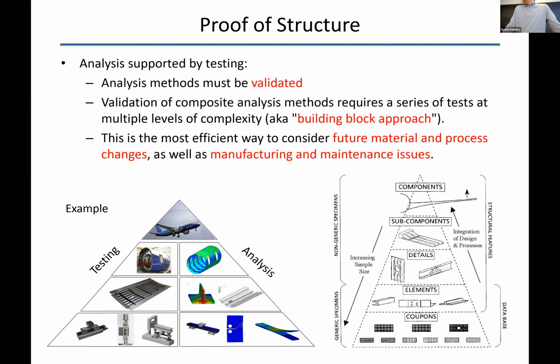FAA says you cannot do 100 tests at the structure level. You cannot test 100 aircraft and crash them at different loads. So they make you do more tests, but they also apply a factor on your design. So you have to increase the loads a bit in your calculation to factor in any unknowns. That increases the weight a bit. So there's a weight penalty if you don't do it.